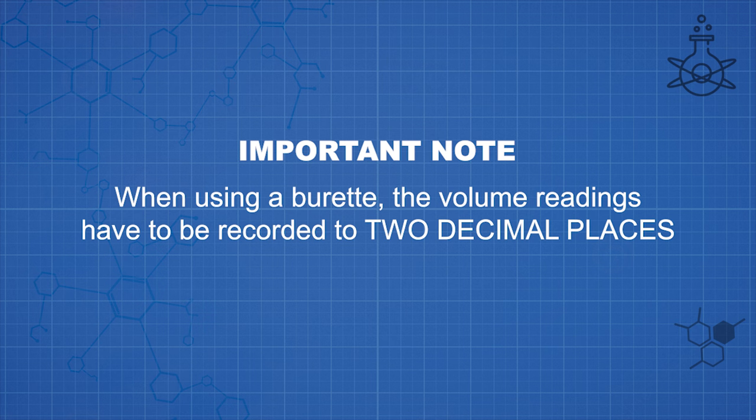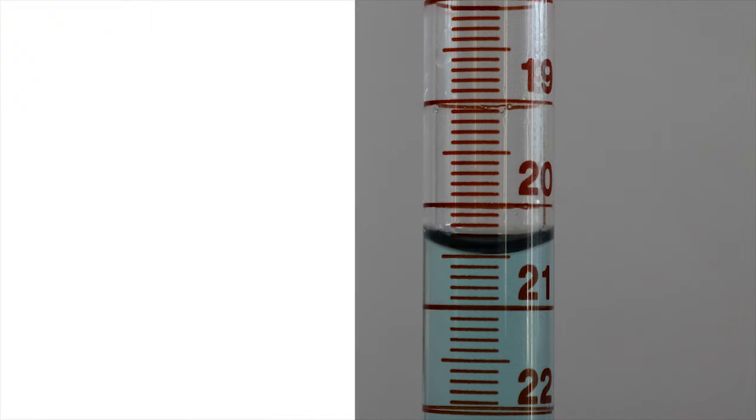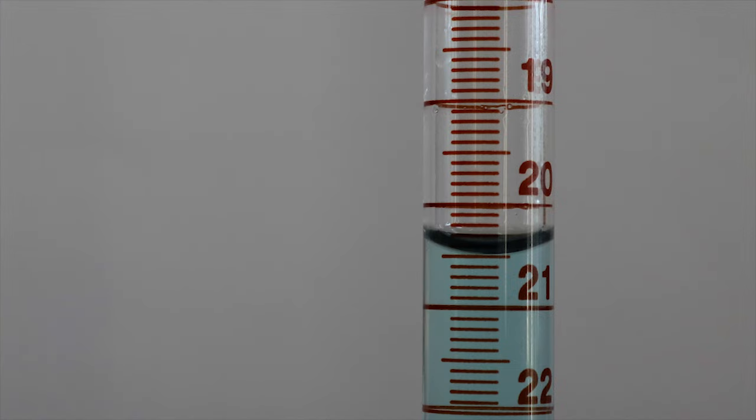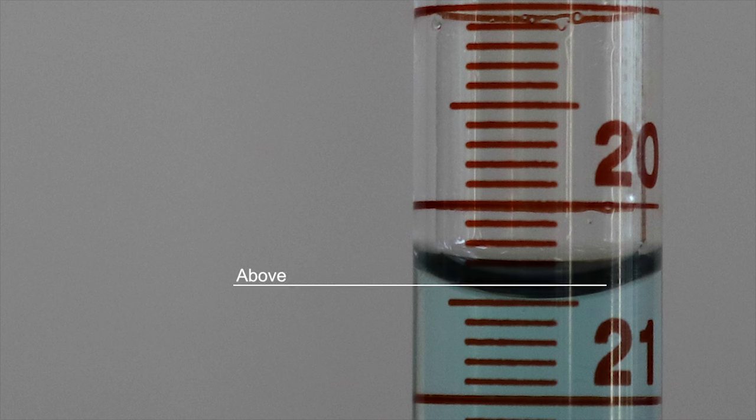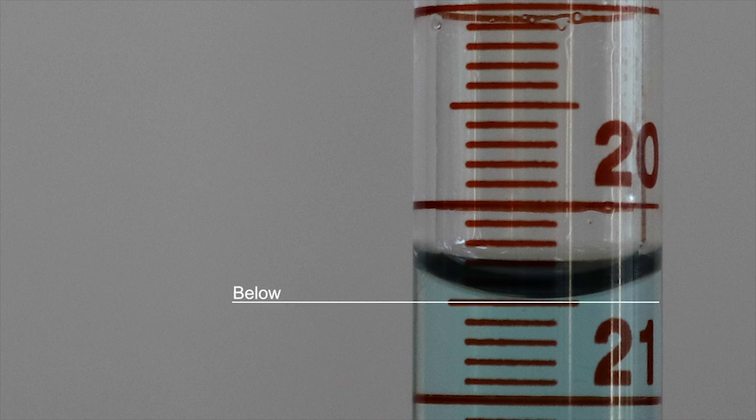However, when using a burette, the volume readings have to be recorded in two decimal places, and at this point, we have only recorded it to one decimal place. For the second decimal place, the meniscus lies between line 4 and line 5, i.e. 0.4 and 0.5 milliliters. We must now inspect carefully and estimate the final decimal. You must ask yourself, is the bottom of the meniscus closer to the line above or below the meniscus, or is it in the middle of the two lines?